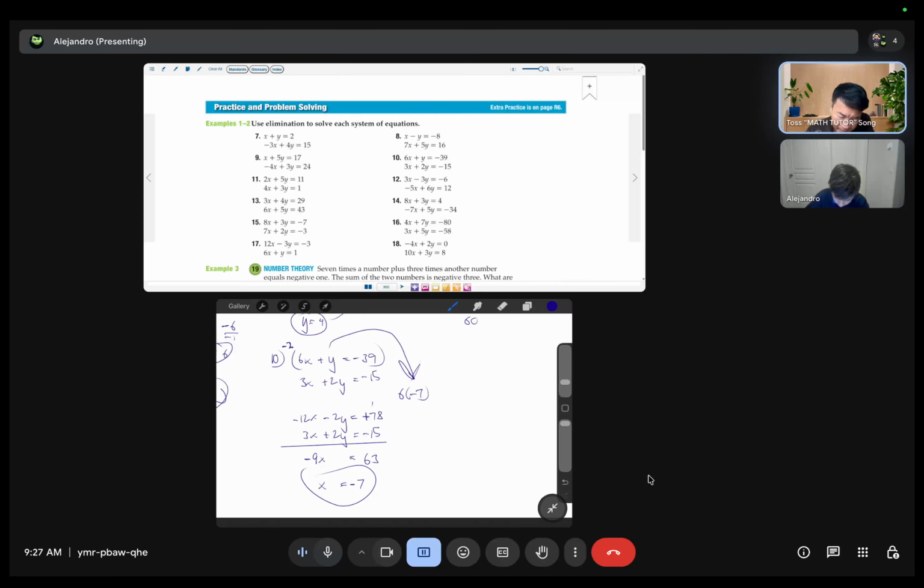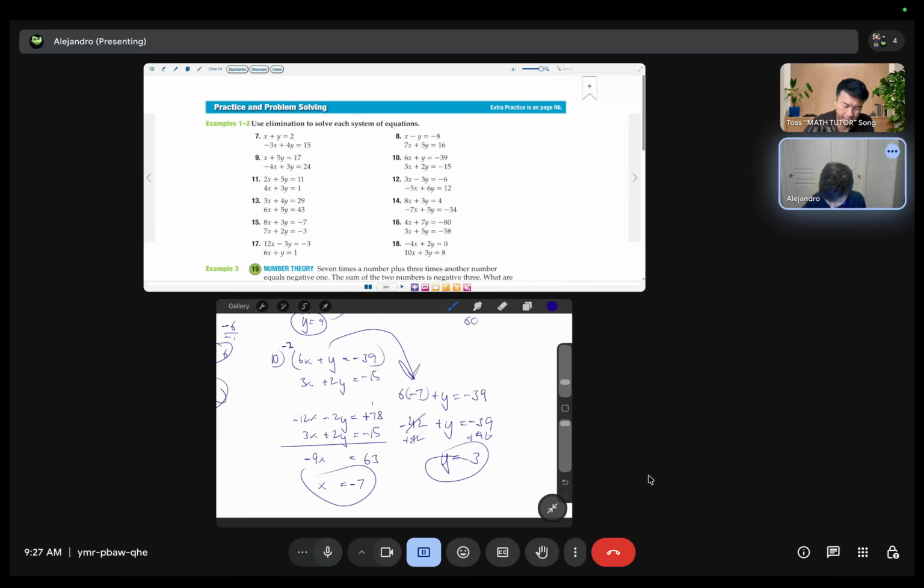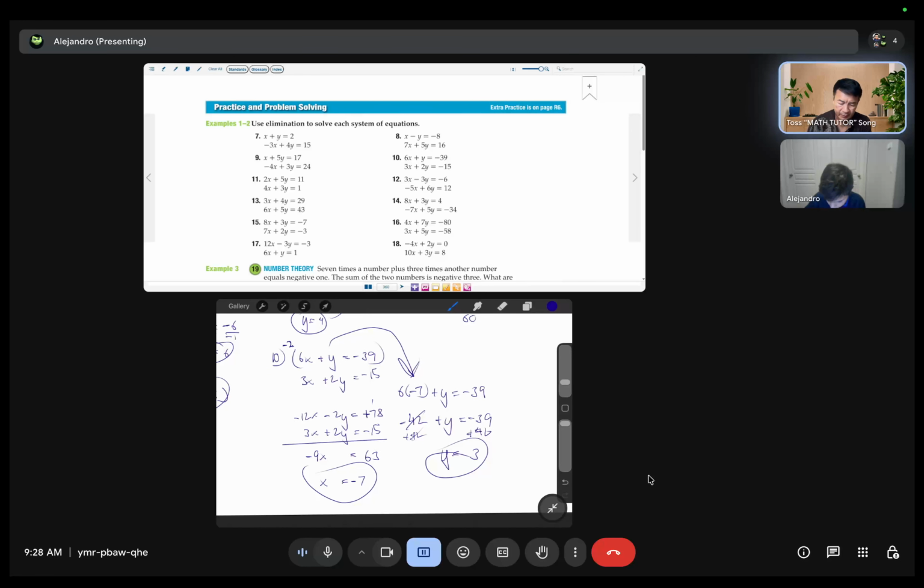So 6 times negative 7 plus y equals negative 39. 42 plus y was negative 39. Add both sides by 42. So y equals, what is that? 3. Is that right? So x is negative 7, y is 3.